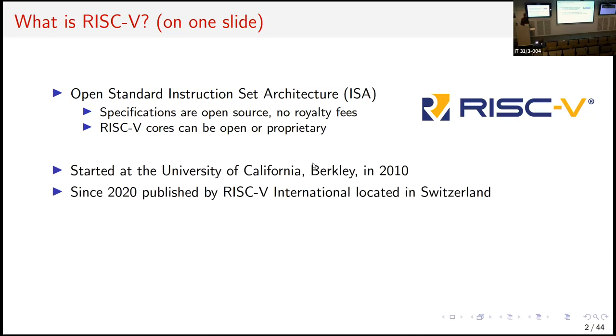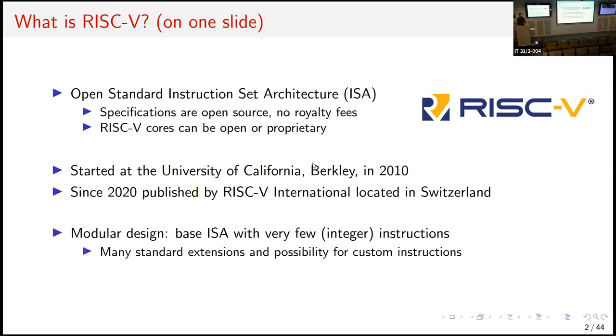So RISC-V was started at the University of California, Berkeley in 2010, as a research project initially. Since 2020, the standard is published by RISC-V International, which relocated to Switzerland. And the very interesting property that RISC-V has is that it has a modular design.